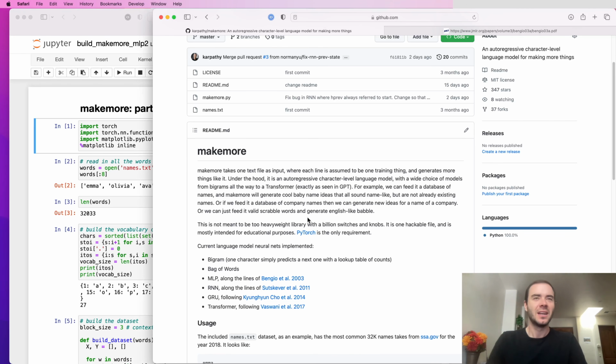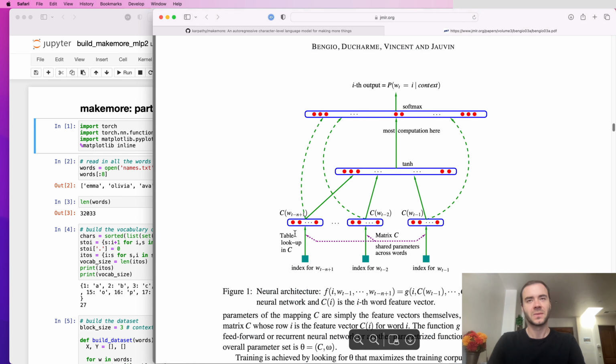Hi everyone. Today we are continuing our implementation of makemore. Now in the last lecture we implemented the multi-layer perceptron along the lines of Bengio et al. 2003 for character level language modeling. So we followed this paper, took in a few characters in the past, and used an MLP to predict the next character in a sequence.